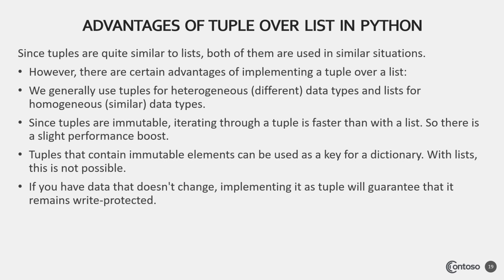We generally use tuples for different data types and lists for homogeneous data types. Since tuples are immutable, iterating through a tuple is faster than with a list, so there is a slight performance boost. Tuples that contain immutable elements can be used as a key for a dictionary. With lists, this is not possible. If you have data that does not change, implementing it as a tuple will guarantee that it remains write protected.